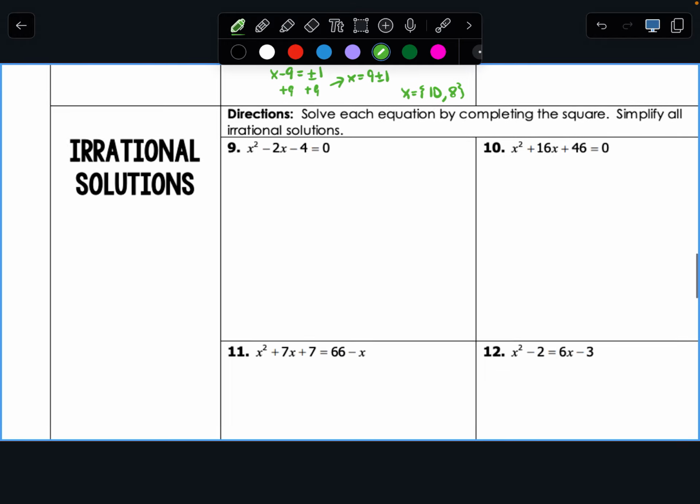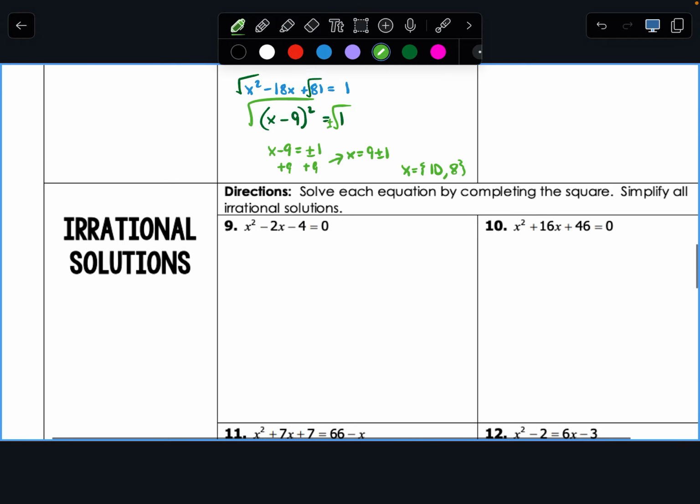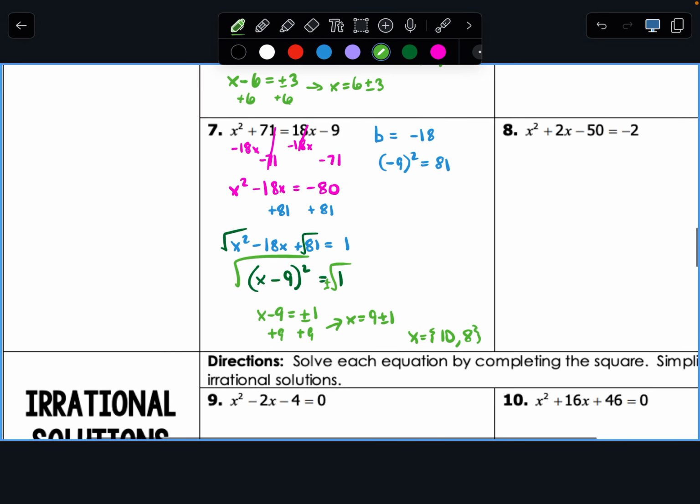Number 9. Are you just going to do the highest square for 18, or will you just take half? You take half and then square it.